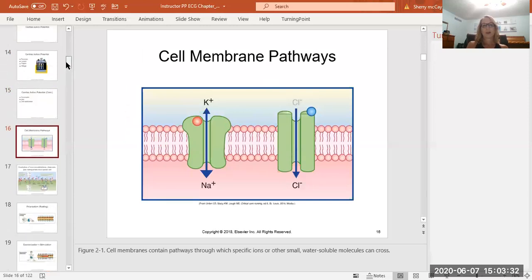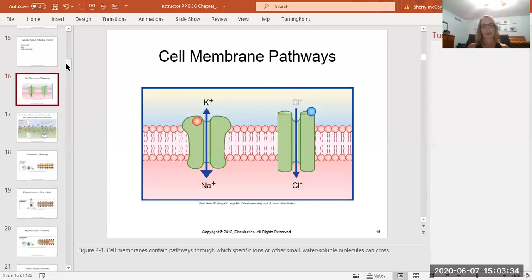Okay, cell membrane pathways. So here you've got sodium, you've got potassium, you've got chloride, okay? Cell membranes contain pathways through which specific ions or other small water-soluble molecules can cross. So in this instance, sodium and potassium and then the chloride. All right.